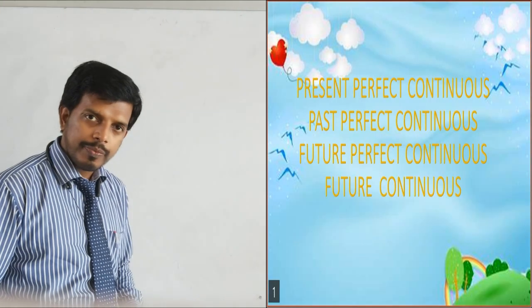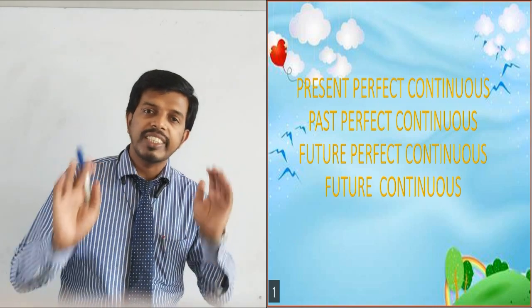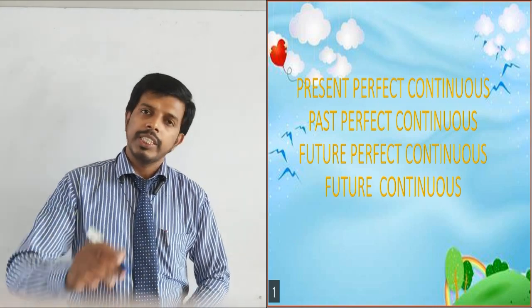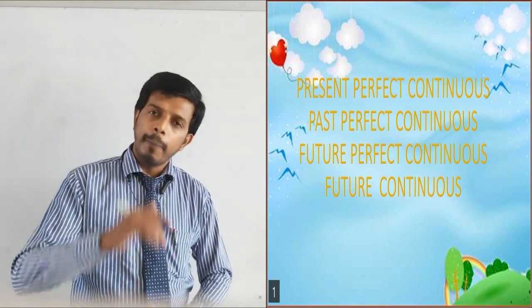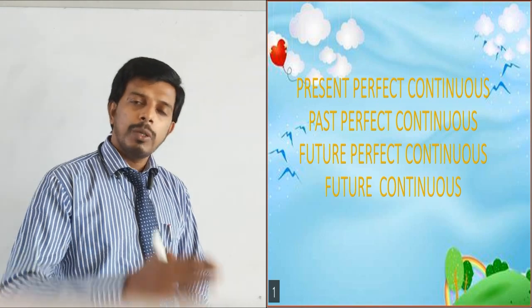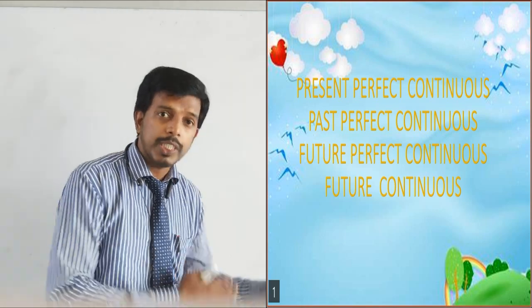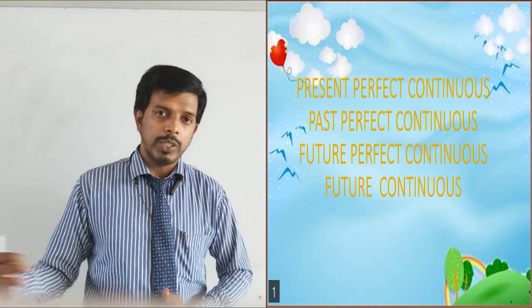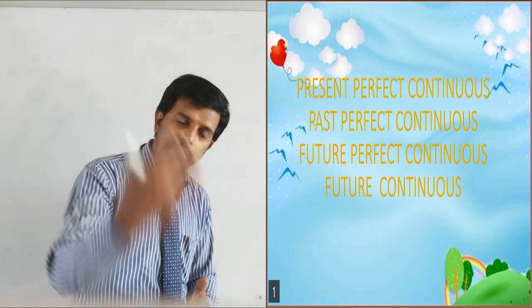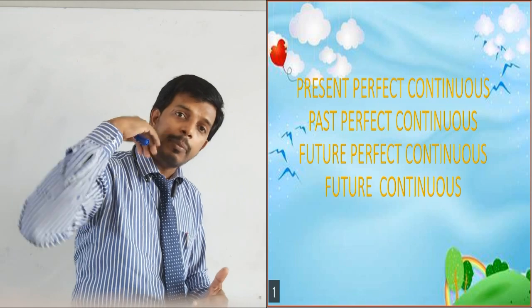Out of the 12 tenses, we can convert into passive voice only 8 tenses. The tenses like present perfect continuous, past perfect continuous, future perfect continuous, and future continuous, these 4 tenses we cannot convert or change into passive voice. So now let us see the rules and structure for converting the remaining 8 tenses into passive voice.